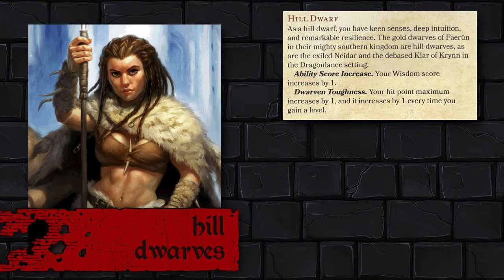You get to add an additional ability score increase because of your choice in sub-race, and for hill dwarves that's wisdom. It gets to increase by 1, and dwarven toughness, which is different than dwarven resilience. So yes, dwarves get to be tough and resilient at the same time, so you don't get more macho than that. Your hit point maximum increases by 1, and it is increased by 1 every time you gain a level.